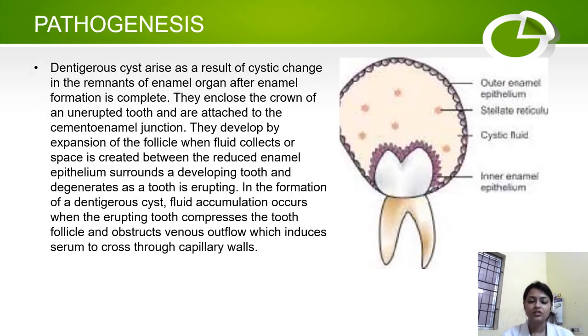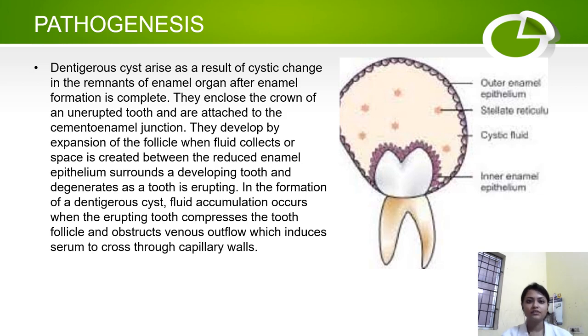Now pathogenesis. What is the pathogenesis of dentigerous cyst? Dentigerous cysts arise as a result of cystic change in the remnants of the enamel organ after enamel formation is complete. So, after completion of the enamel formation only, if the cystic change is happening, it results in the dentigerous cyst. They enclose the crown of an unerupted tooth and are attached to the cemento-enamel junction. So, this is a key feature.